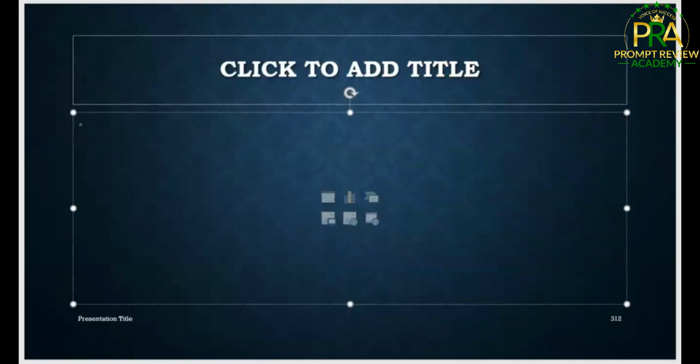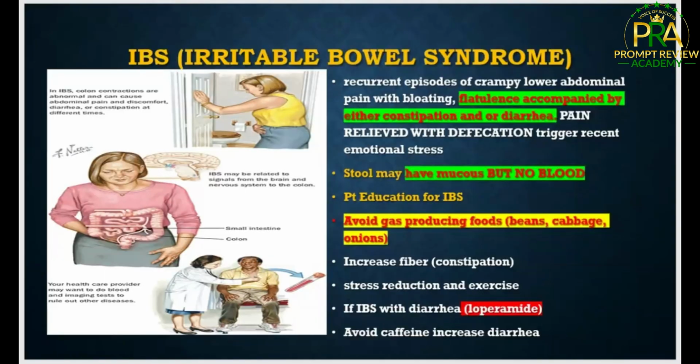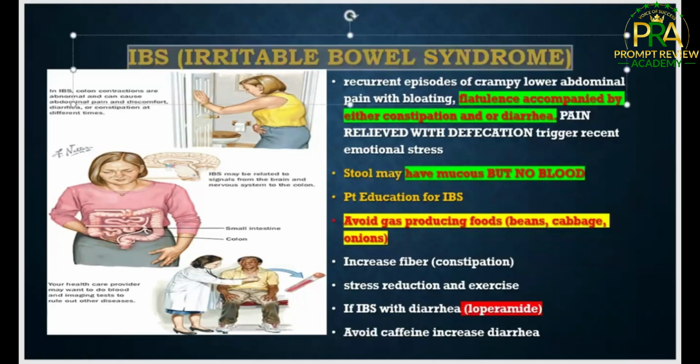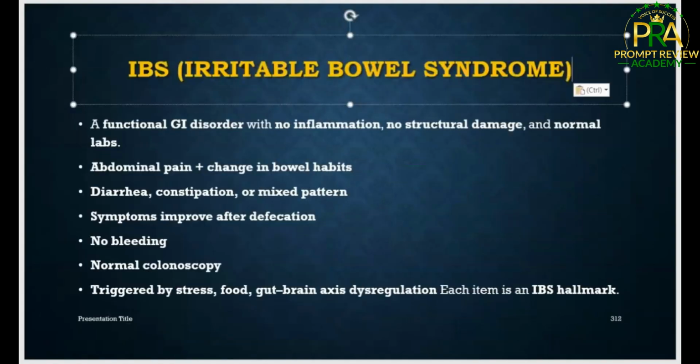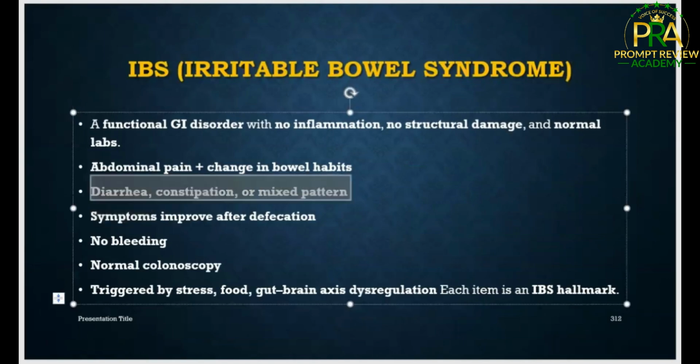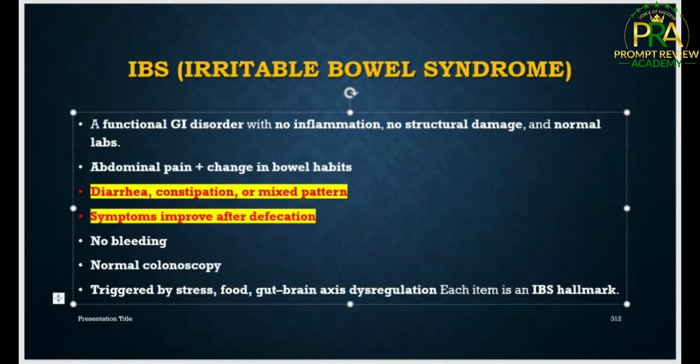Irritable bowel syndrome. So there is always a mix between constipation and diarrhea. Please take note of that. So the major thing here is diarrhea, constipation. They are fluctuating between the two. It improves with defecation. There is no bleeding. Okay. So this is irritable bowel syndrome.